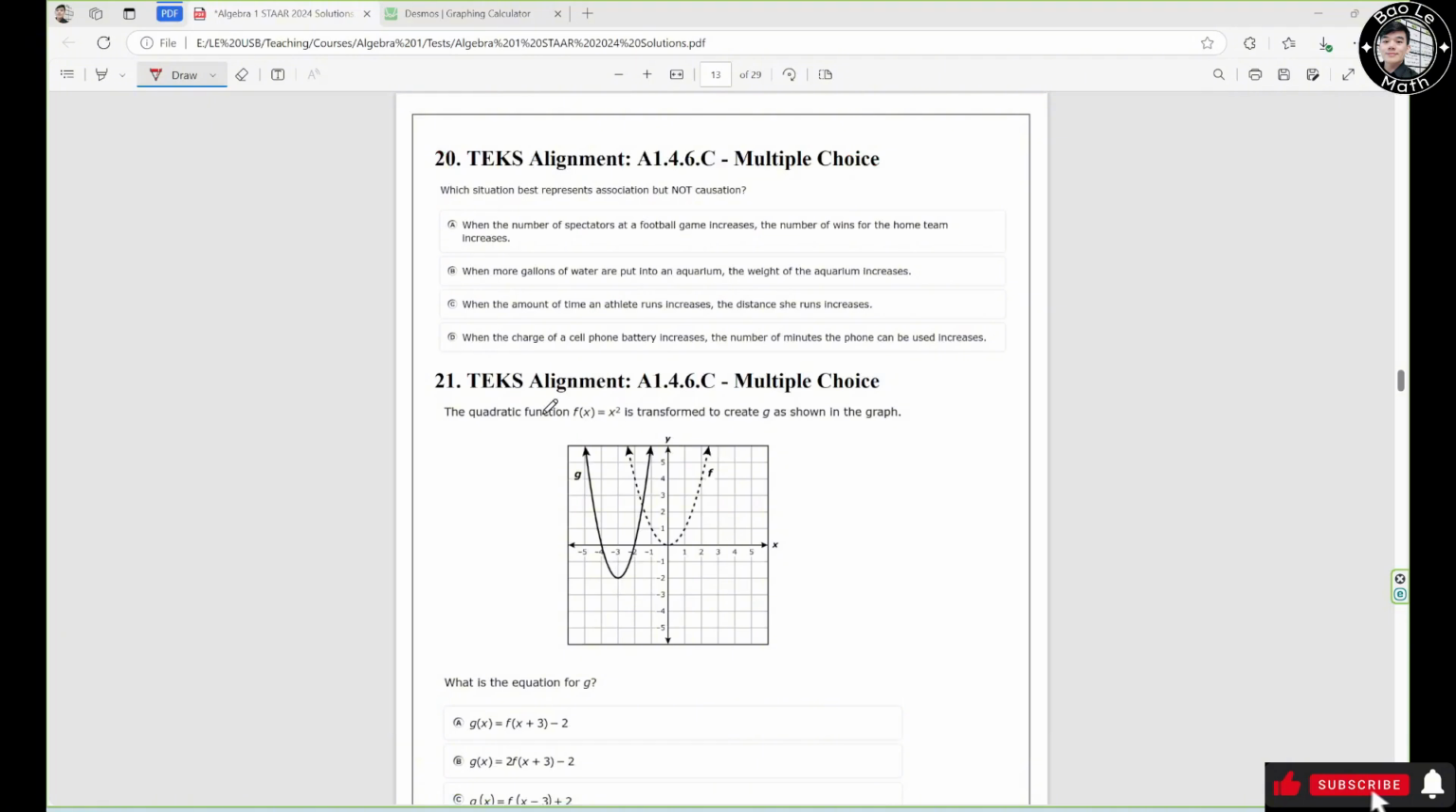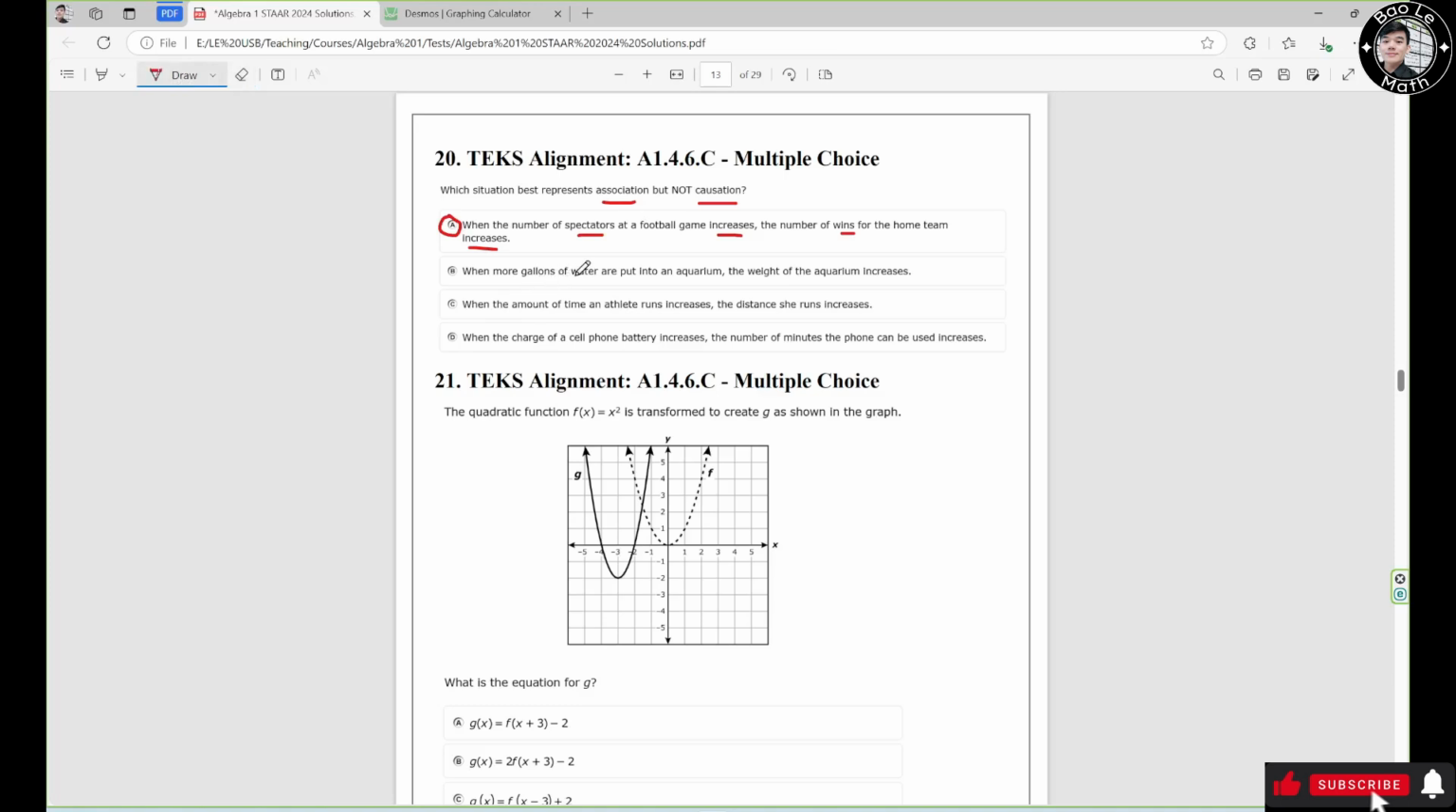Now let's move on to question number 20. Which situation best represents association but not causation? Alright, so please check out the video below to understand what is association and what is causation. Now, question A. When the number of spectators at a football game increase, the number of wins for the home team increase. This is not a causation, right? Because it doesn't matter how many spectators were there. The number of wins for the home teams could be increasing or decreasing. So it's not the case, right?